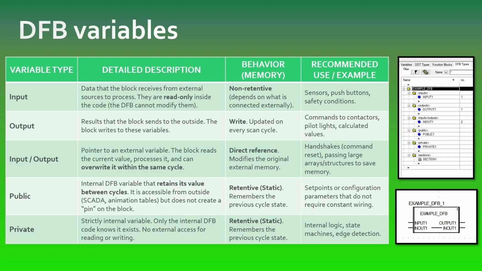And finally, private variables. These variables are completely internal, and only the DFB's own code can access them. No one from the outside can read or write to them. They are also retentive and are used for the block's internal logic, such as state machines or edge detection. This type of variable also has no representation when the block is instantiated.